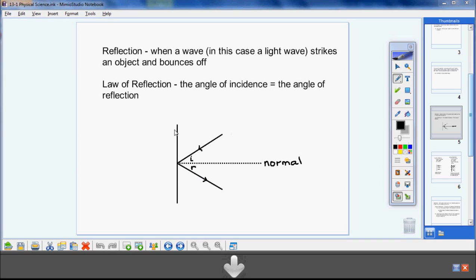So if this were a mirror, and you had someone here, and you had someone here, the person over here would be able to see the person that was standing exactly here. If the person were down here, the reflection wouldn't work the same way. The incident beam would be a little bit narrower, and so would the reflected beam. So the angle of incidence equals the angle of reflection.